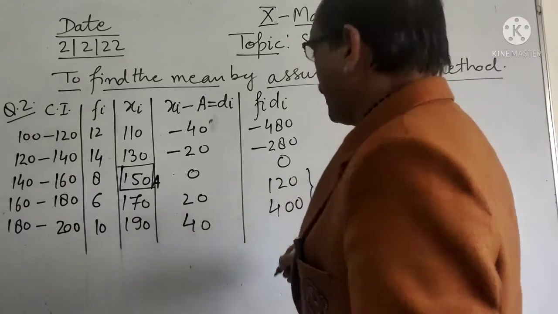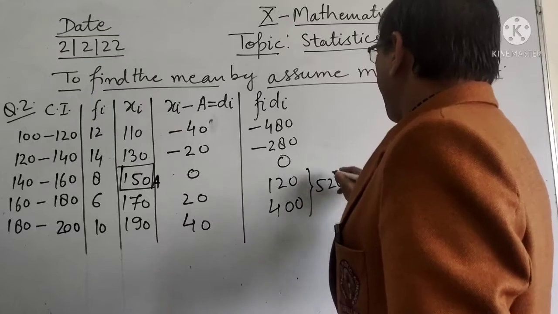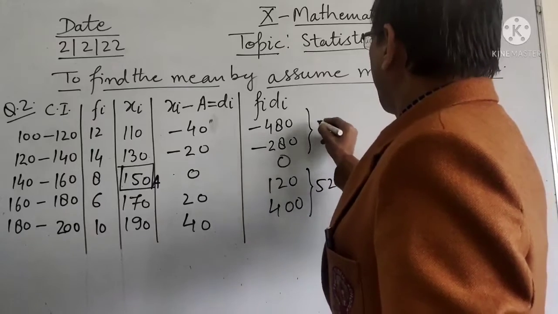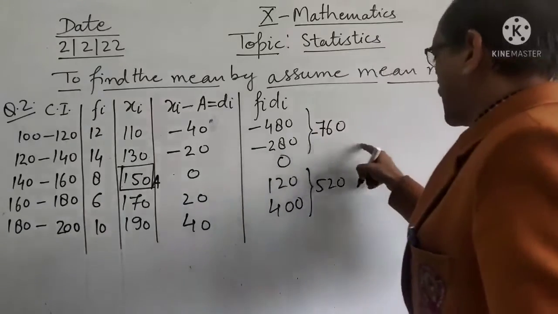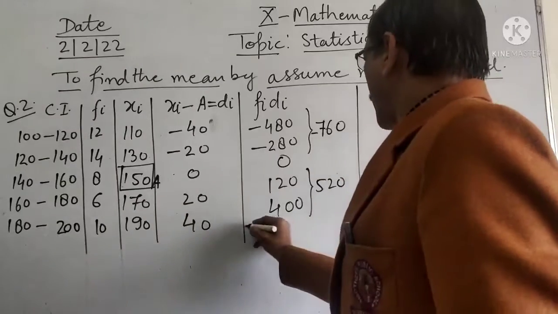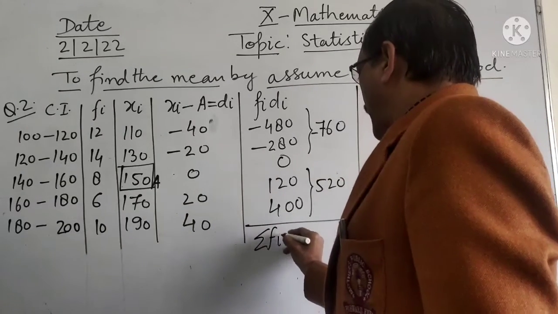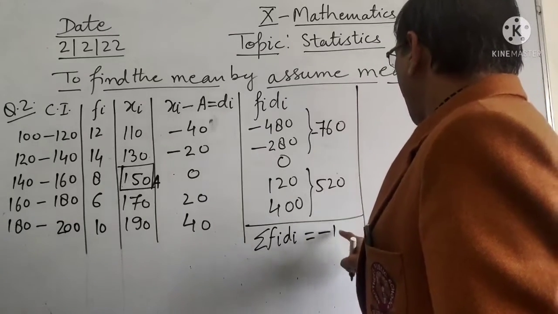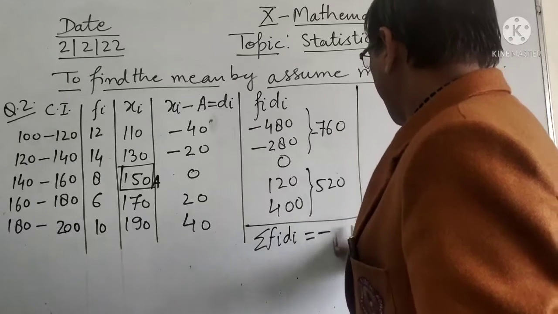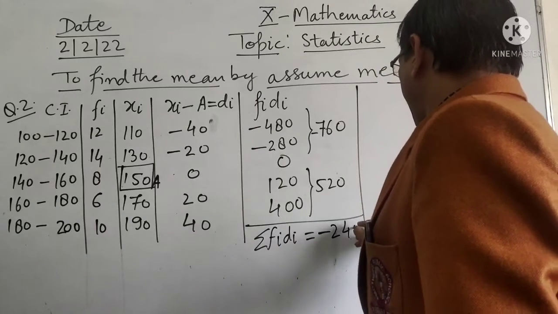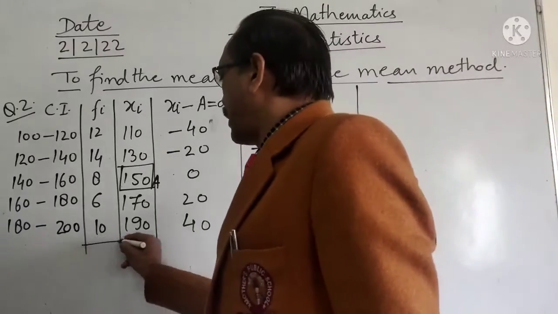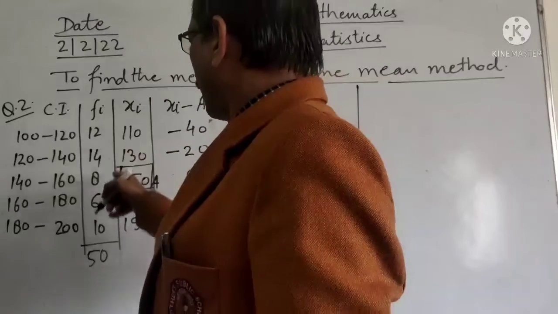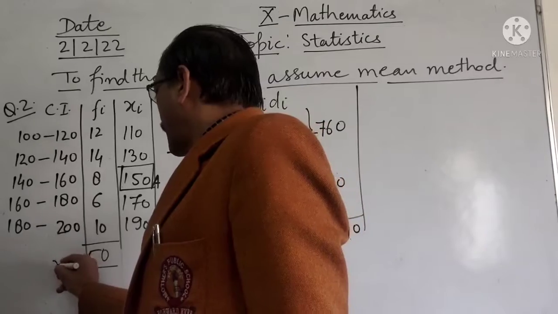Now the addition of the plus terms is 520 and the addition of the negative terms is minus 760. Now sigma Fi Di is minus 240. Sigma Fi is 50, which is also called n.